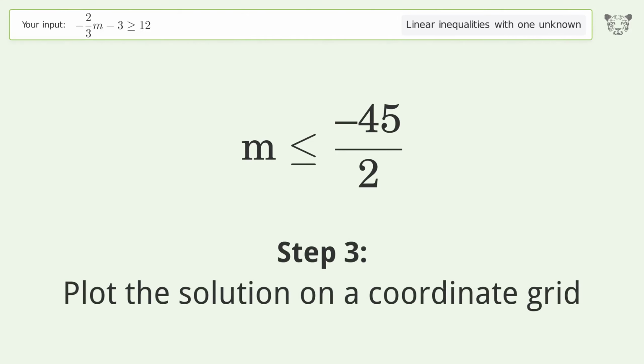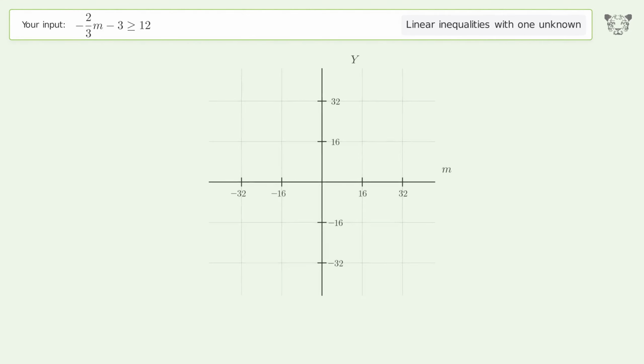Plot the solution on a coordinate grid. And so the final result is m equal or smaller than -45/2 equal or smaller than -221/2.